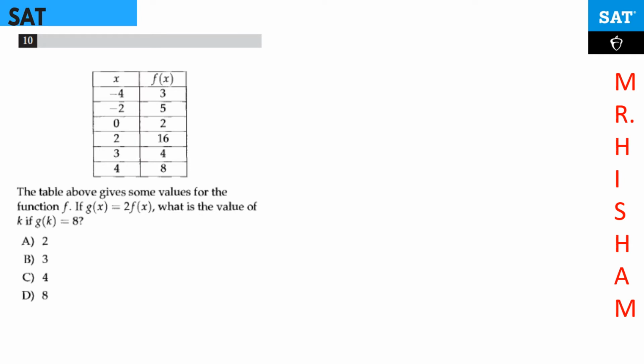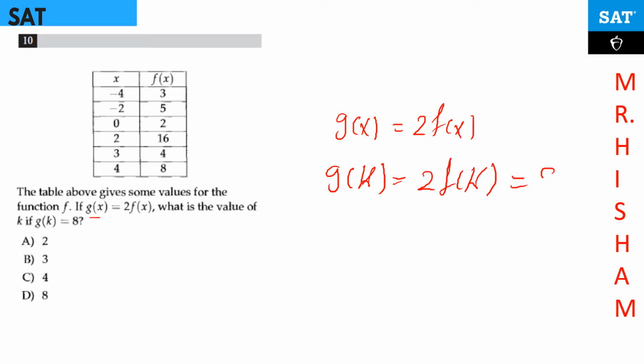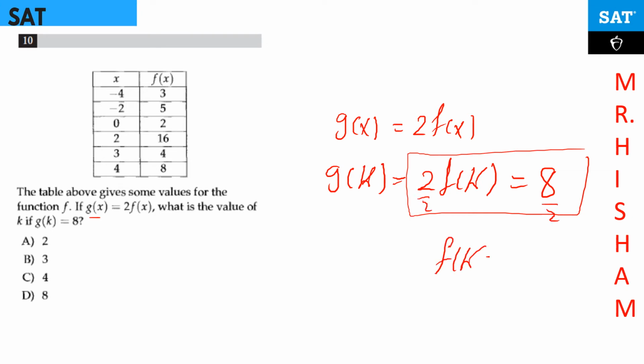I have a table which represents the values of f of x. And it gives me that g of x is equal to twice f of x. So g of x is equal to twice f of x. And g of k is the same as twice f of k is equal to 8. So let's solve this part. By dividing both sides by 2, f of k is equal to 4.